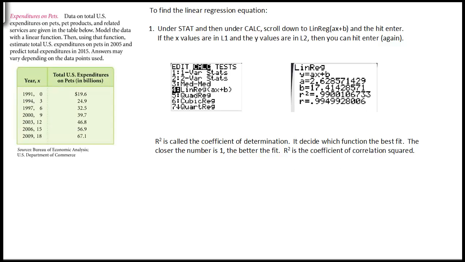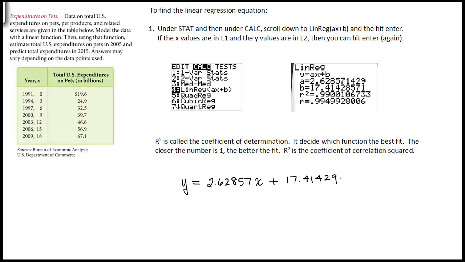To find the linear regression equation, under Stat and then under Calc, scroll down until you get LinReg(ax+b) and then hit enter. If the x values are in L1 and the y values are in L2, then you can just hit enter again. That produces an equation of y is equal to ax plus b. So the equation that we're looking for here is y is equal to 2.62857x with a y-intercept of 17.41429.